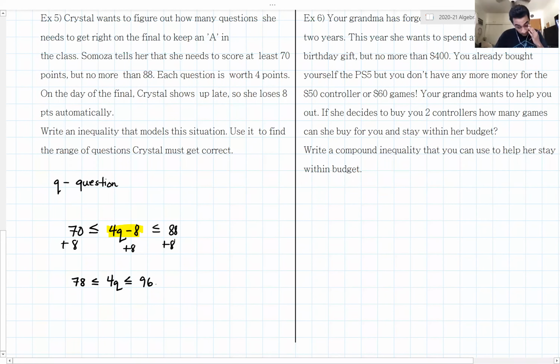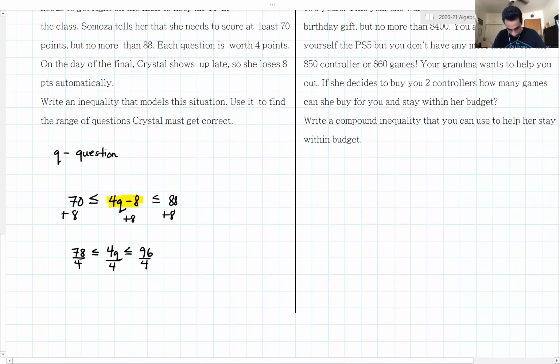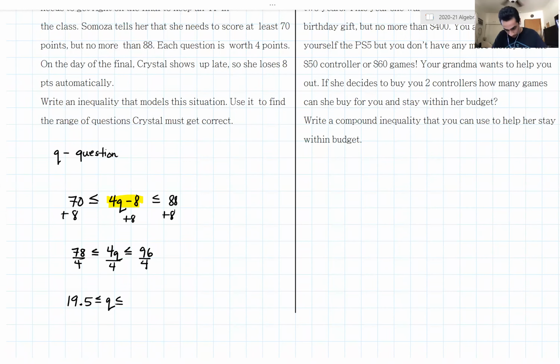And then now if she wants to really aim for that super A plus, as long as she doesn't have to go past 96. So now we divide both sides by 4 here, and then this should help us out. So 78 divided by 4 would be 19.5. And then 96 divided by 4 is 24. So the highest she would get is 92.